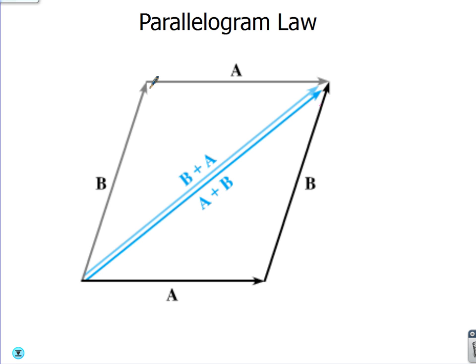What about this other diagonal? Would that be the same vector? No, it would not. The direction is off. Now with the magnitude, what about that? Would the magnitude be the same? No.